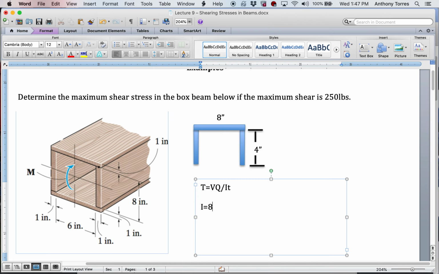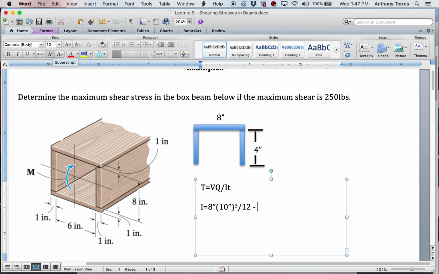The base is 8 inches. So 1 plus 6 plus 1. The height is 10 inches. 8 plus 1 plus 1. So 10 inches. Oops, that's a number sign. So that's cubed. And that's divided by 12.